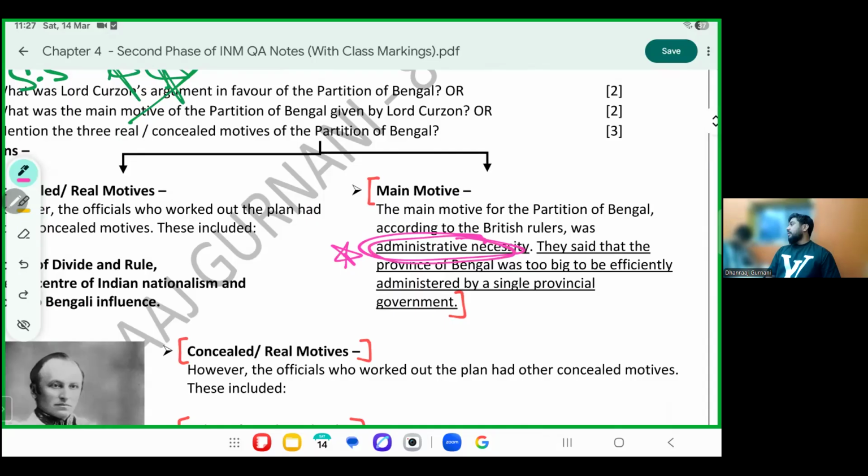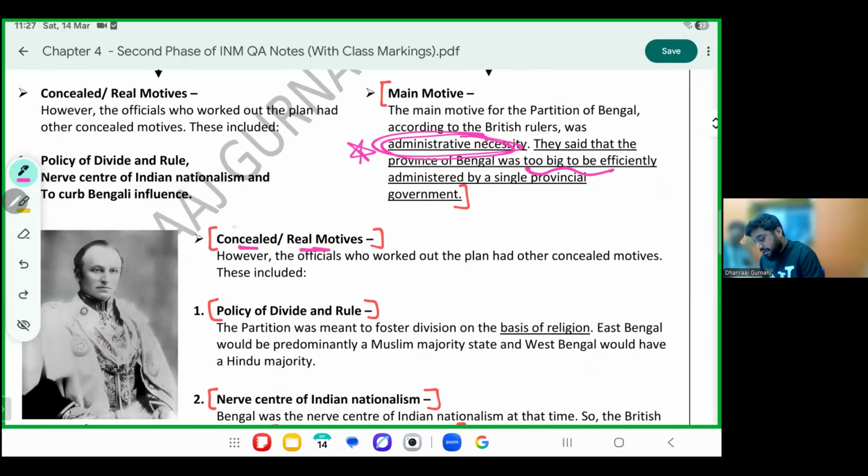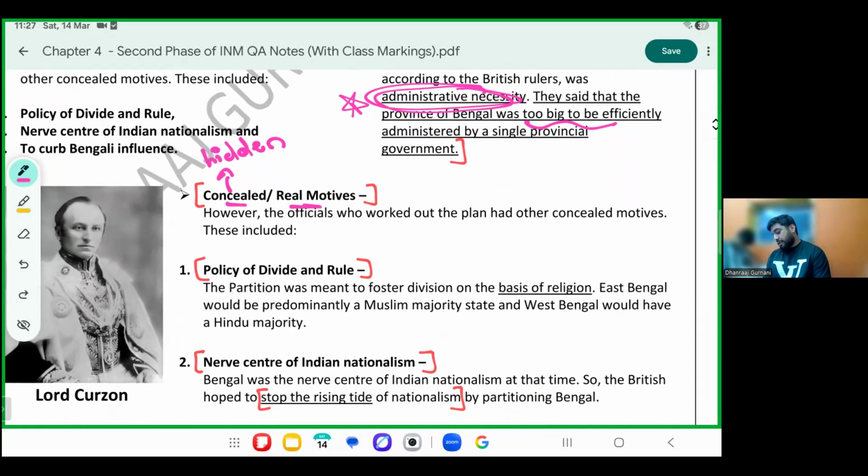We are doing it for administrative necessity. It's too big to be efficiently managed. That's why we are breaking it down. That's what they said. But what was their real or concealed motive? Concealed means hidden motive. They wanted to divide and rule Bengal on the basis of religion.